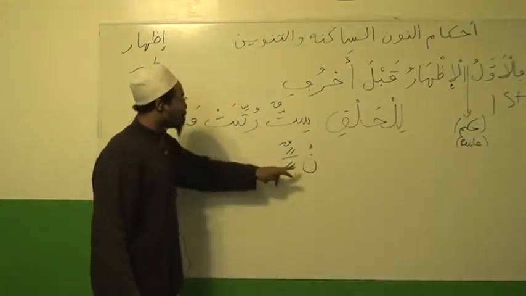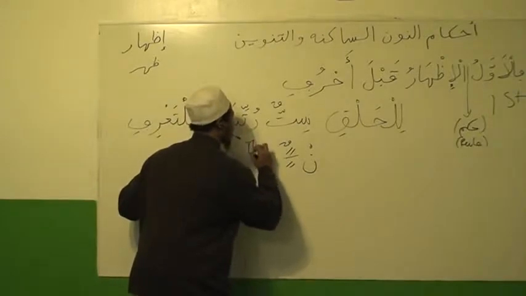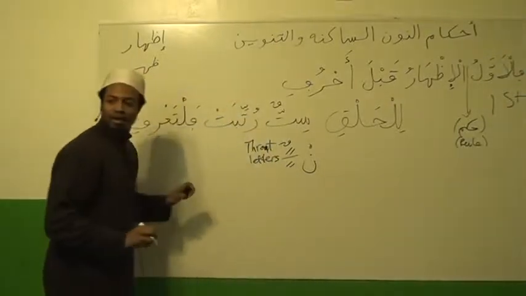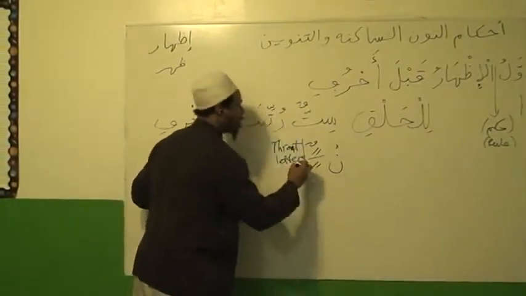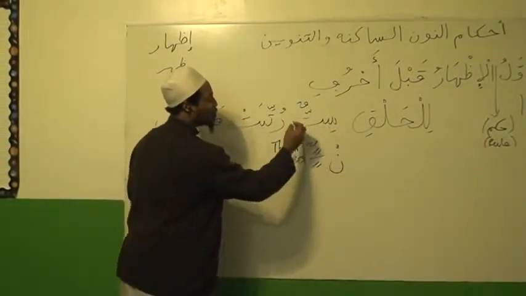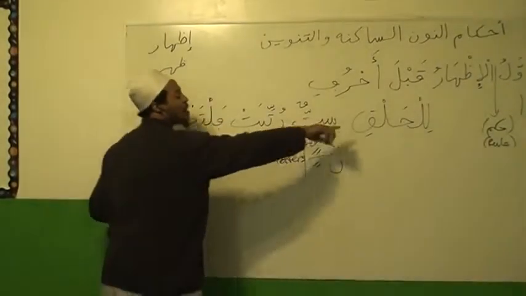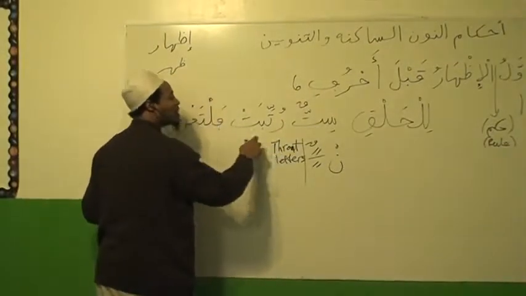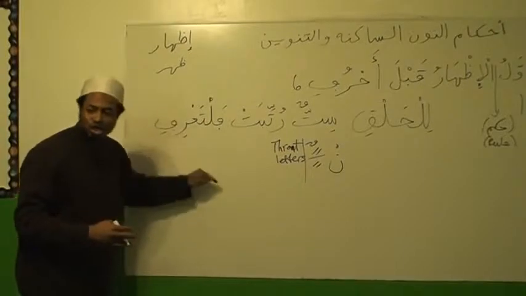So it says, when noon sakina or tanween comes before the throat letters. Throat? Was it throat letters? Okay, whenever noon sakina or tanween comes right next to the throat letters, sittun. Lil halqi sittun rutibat feltarafi. For the throat, there are six. Rutibat, set and straight in order. Feltarafi, so then you should know what they are.